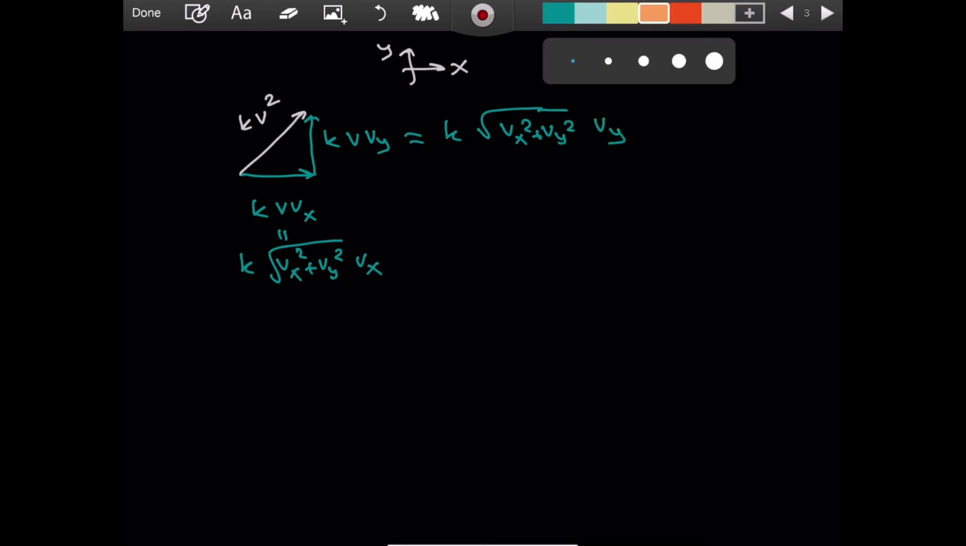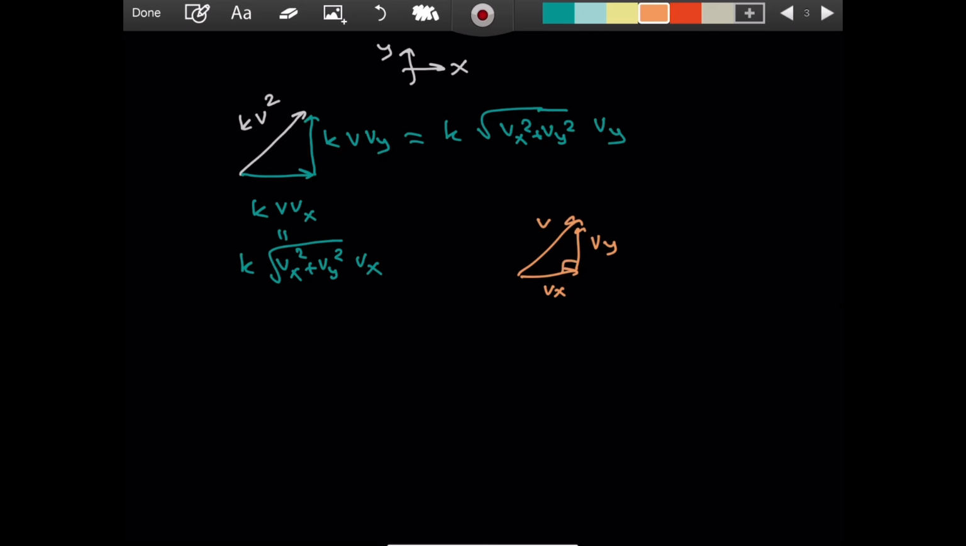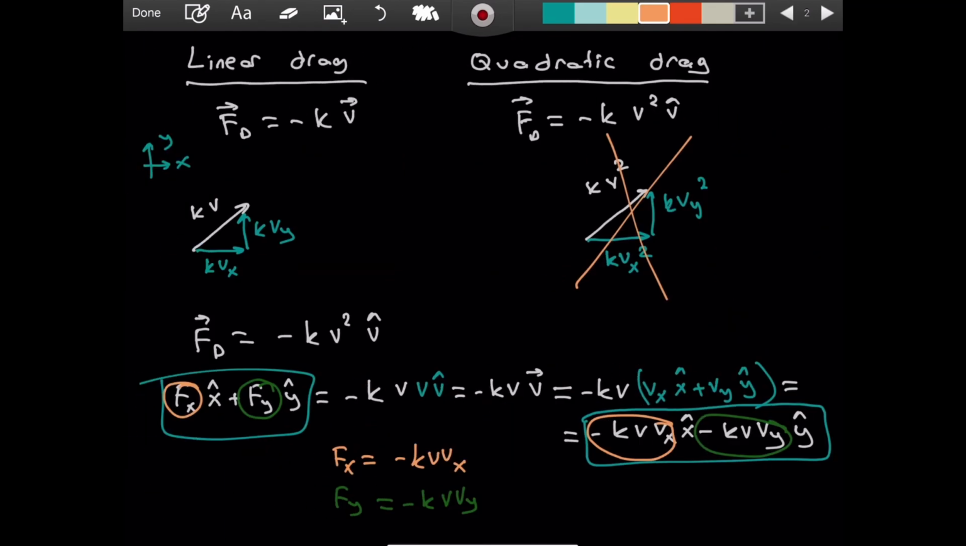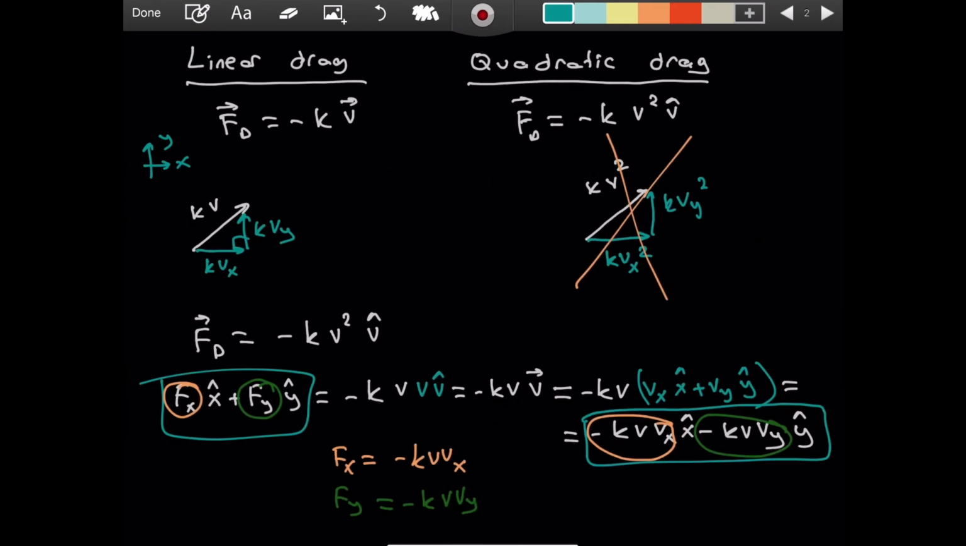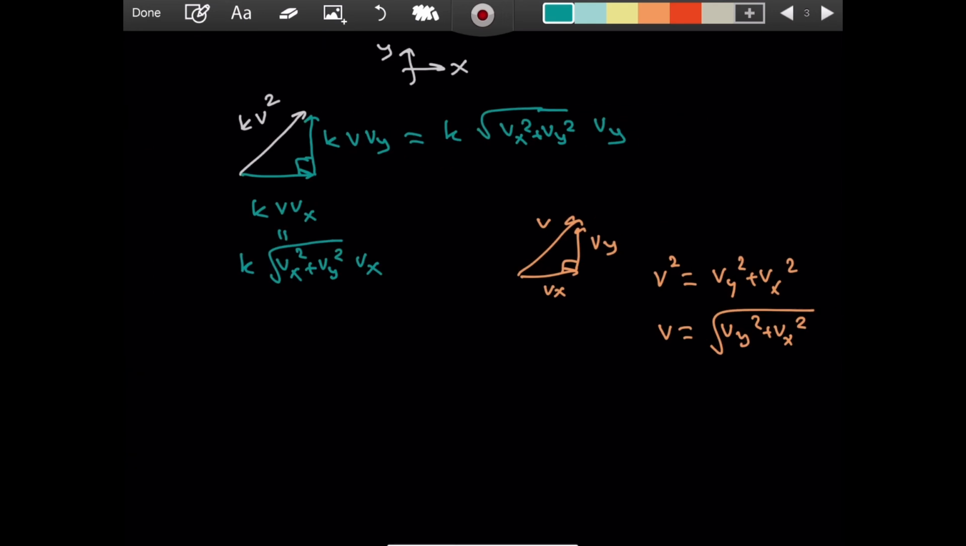And this basically comes from the idea that if we have the velocity like this, vx and vy, from the Pythagorean theorem, v squared is equal to vy squared plus vx squared. That means v is equal to the square root of vy squared plus vx squared, and it is positive because we are interested in magnitudes. Alright, so in this video we just talked about how we can separate, and by the way, this should be 90 degrees, of course, since we are interested in the components. So we just showed how we can separate quadratic drag into its components.